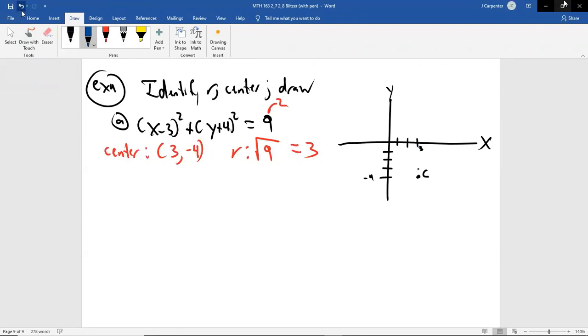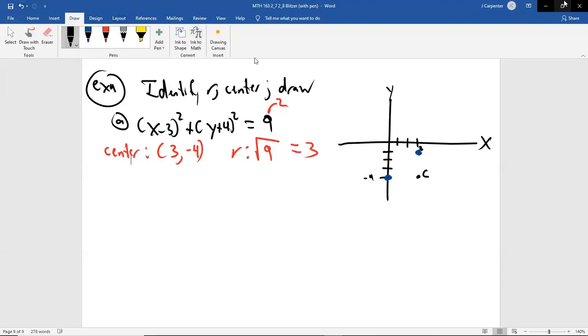So 1, 2, 3. And I'm not saying all those are points. I'm just demonstrating that this is where we go because we go up 1, 2, 3 to get there. So there is a point on the circle at 3, -1. Then you would go down 3 and left 3 and right 3. Now, not from that point, from the center. So left 3, 1, 2, 3, puts us on the y-axis.